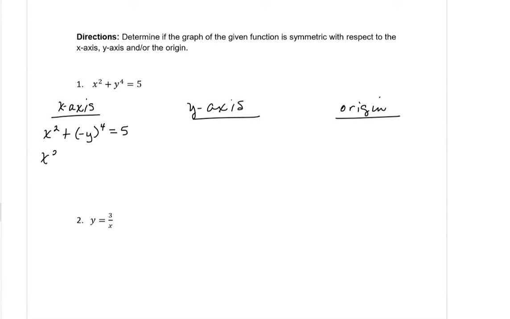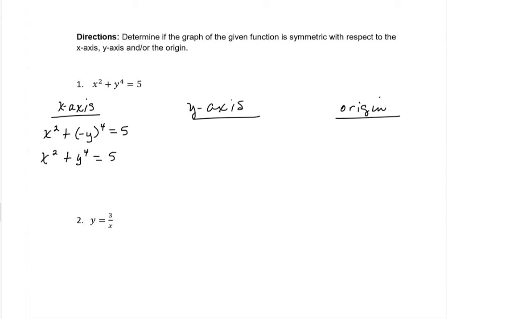x squared is just x squared. If I take negative y and raise it to the fourth power, I get y to the fourth power, and that's going to equal 5. So this is exactly what I started with up here. So there is symmetry about the x-axis.